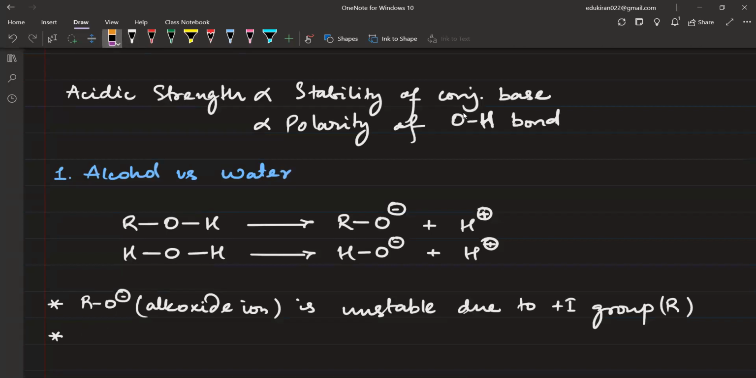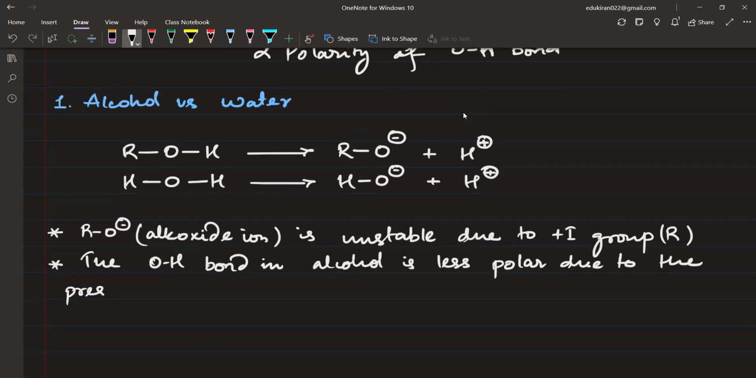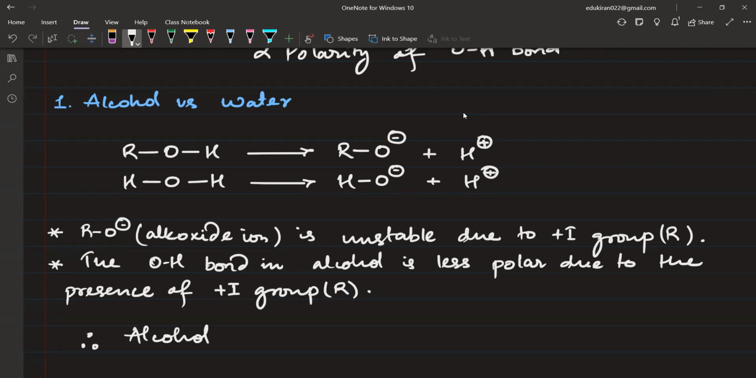Another point: the OH bond in alcohol is less polar due to the presence of the plus I group, that is R. Therefore, alcohol is less acidic than water.